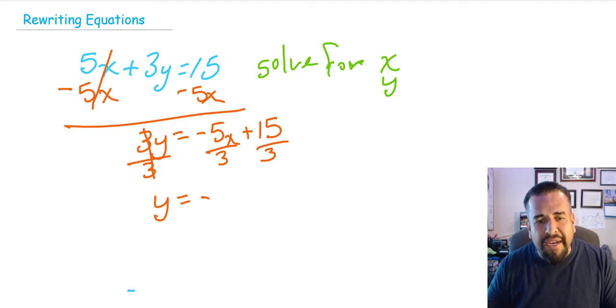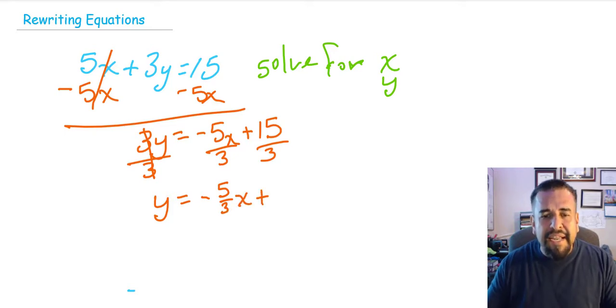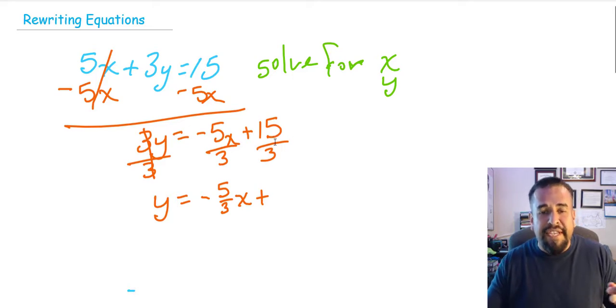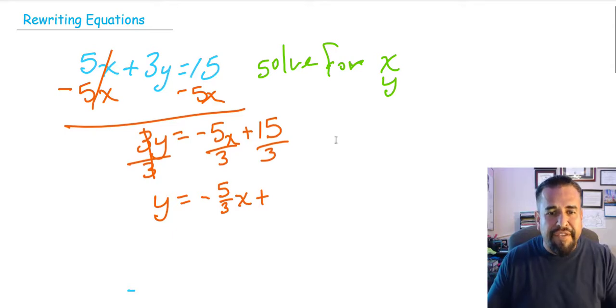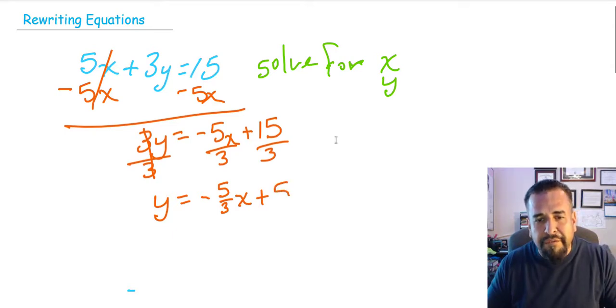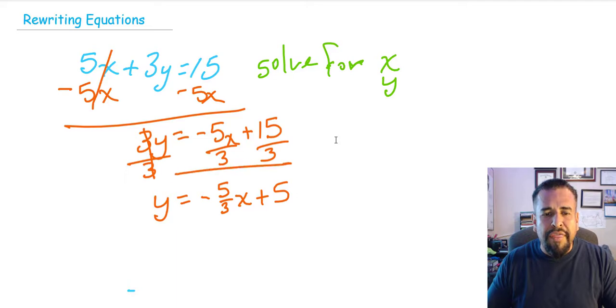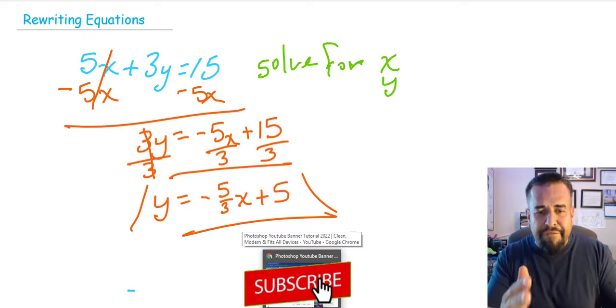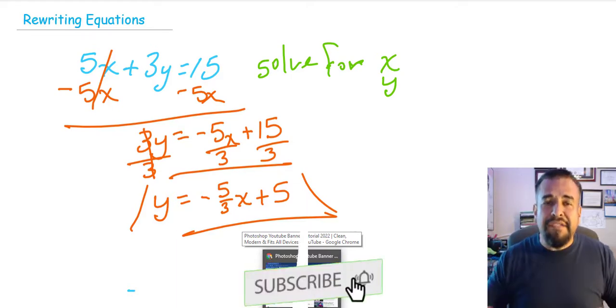So I'm just going to rewrite it. Minus 5 over 3x plus, now this one right here, I can't simplify it, which is 15 over 3, which is 15 divided by 3. So 15 divided by 3 equals 5. So therefore, that right there, ladies and gentlemen, is my final answer. y equals negative 5 over 3x plus 5.